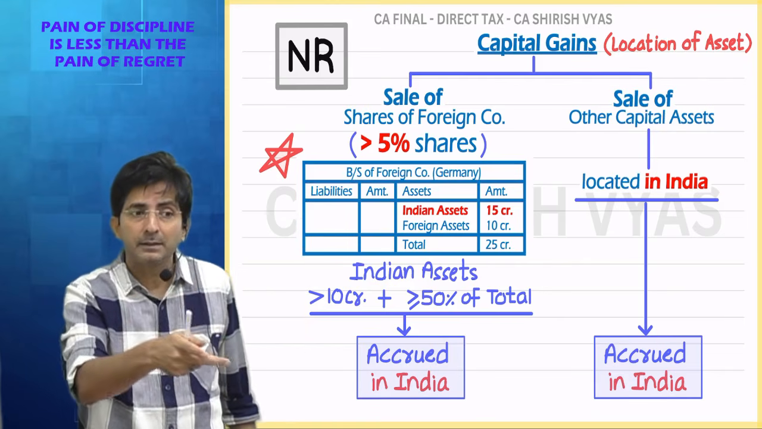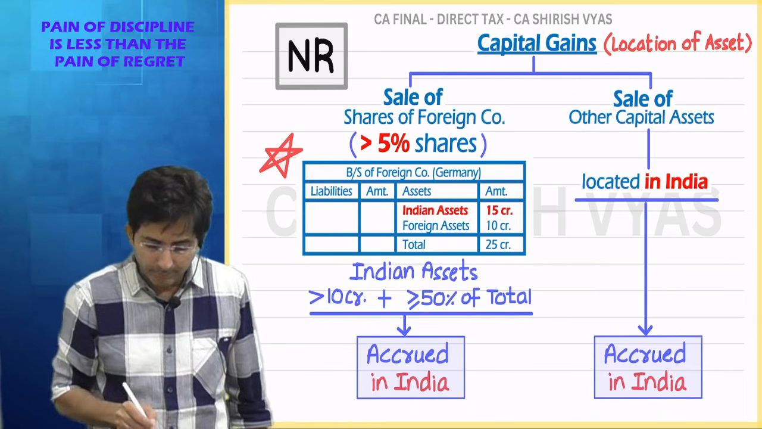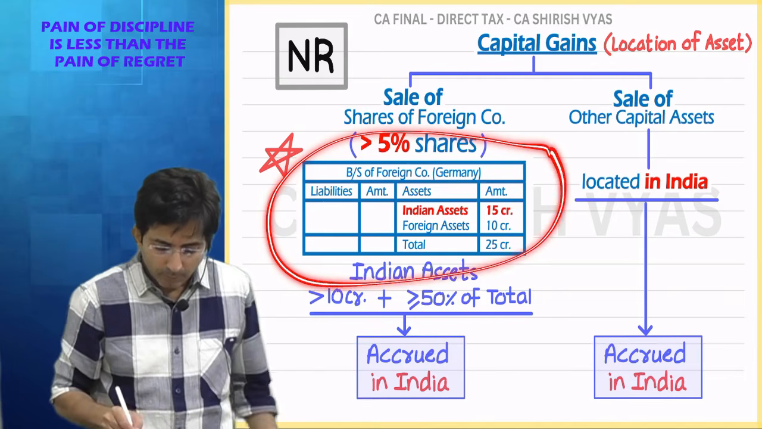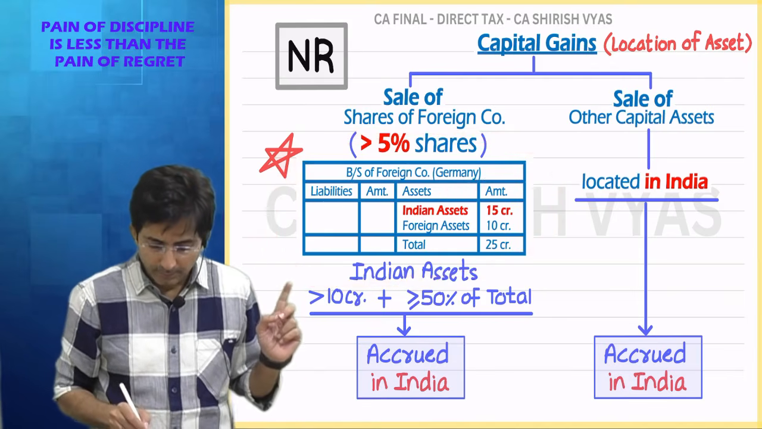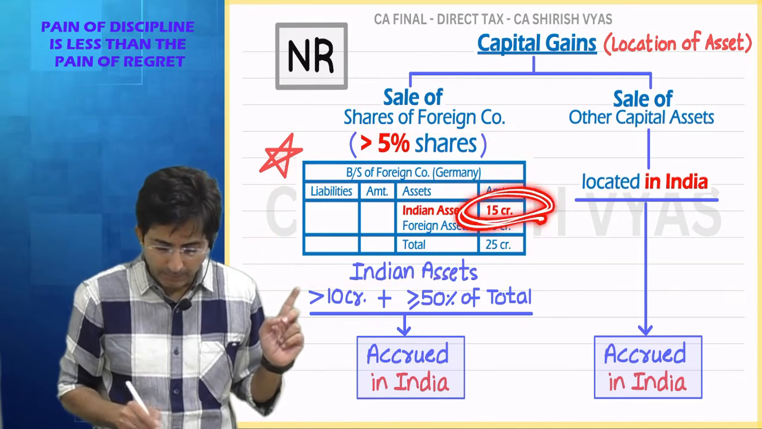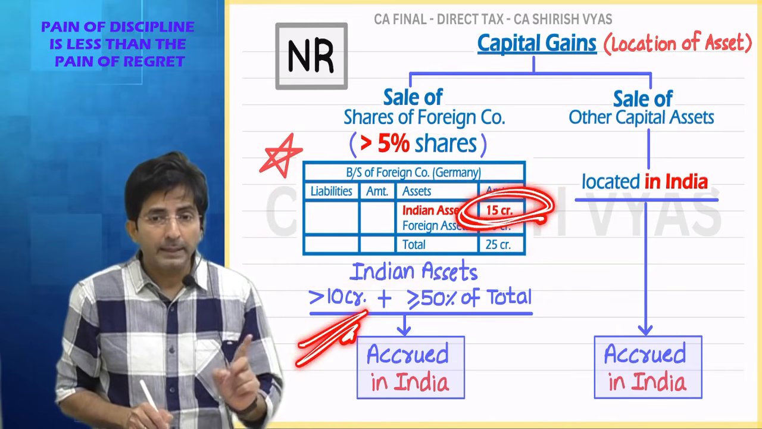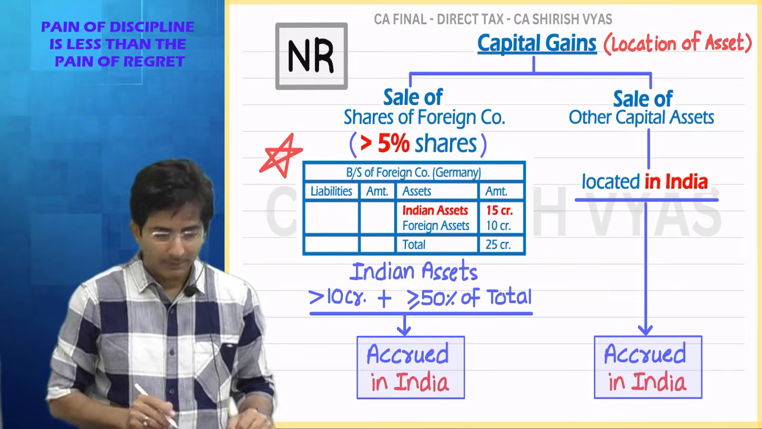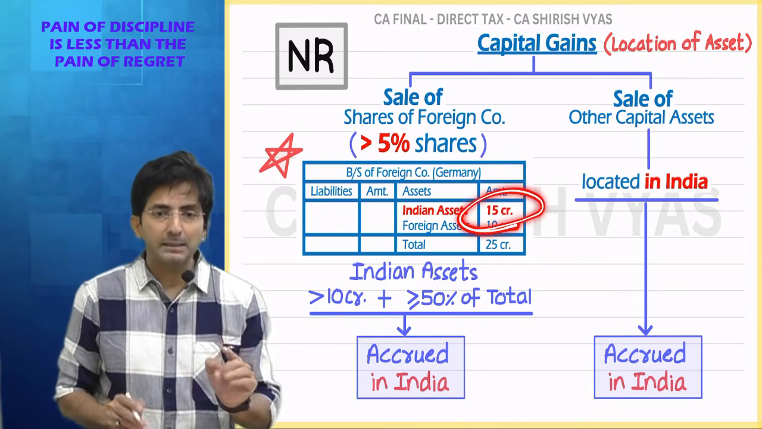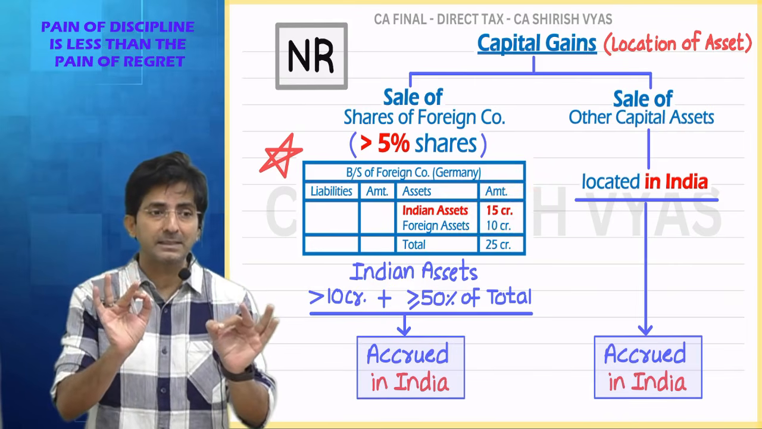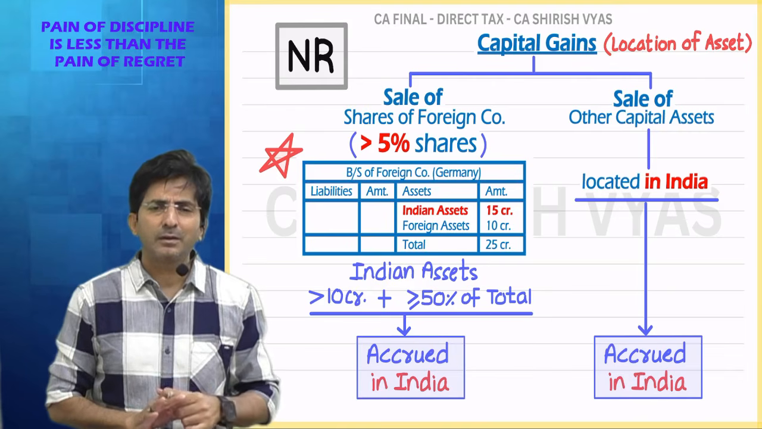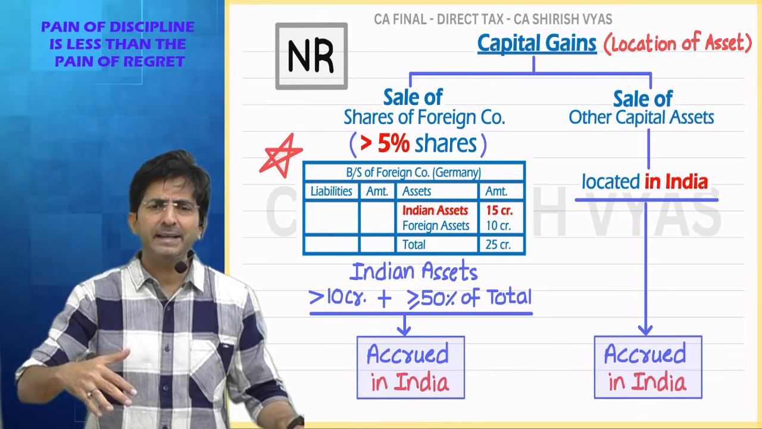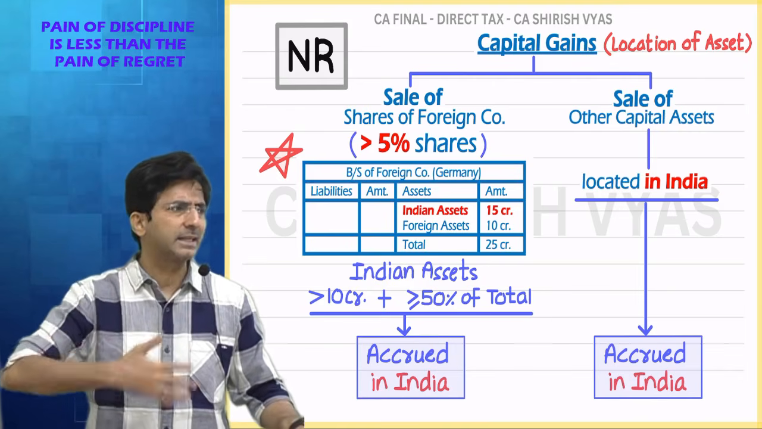Second condition: inside the balance sheet of that German company, Indian assets should be more than 10 crore in terms of market value, not book value. Don't see the book value of the asset. Market value of the assets. Indian asset means what? Assets which are located in India, like factories in India, machines in India.